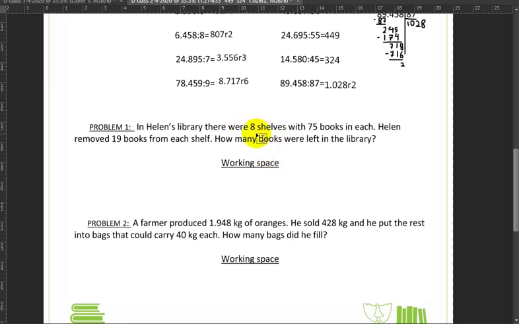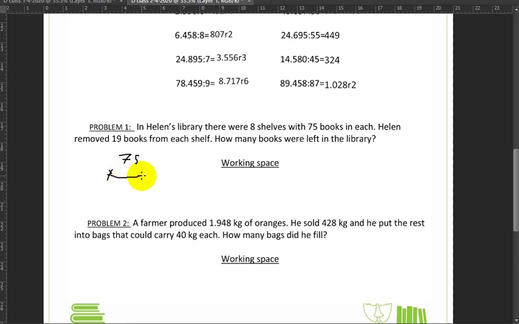So first we want to find how many books there were before she removed 19. So that would be, let's actually erase this. Yeah. That would be 8 times 75. So I got to do 75 times 8.